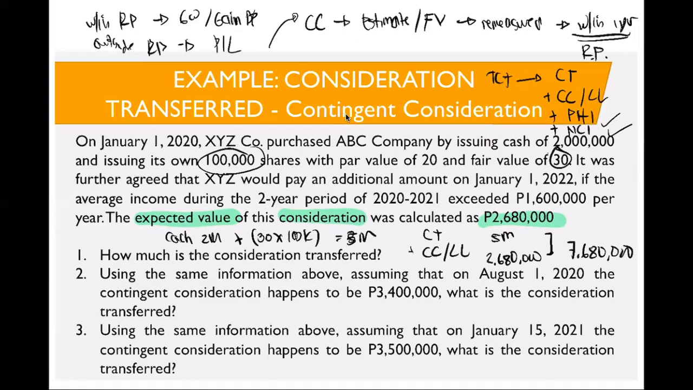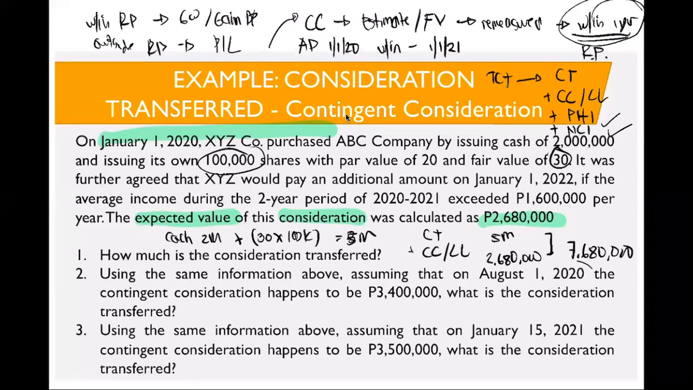Next, we answer number 2 on this example. Using the same information above, assuming that on August 1, 2020, the contingent consideration happens to be 3.4 million. What is the consideration transferred? Okay, so again, we need to look whether it is within the remeasurement period. What is the remeasurement period? Within 1 year. So we get first the acquisition date. What is the acquisition date? On January 1, XYZ company purchased ABC company. So our acquisition date is January 1, 2020. Within 1 year, that is until January 1, 2021.